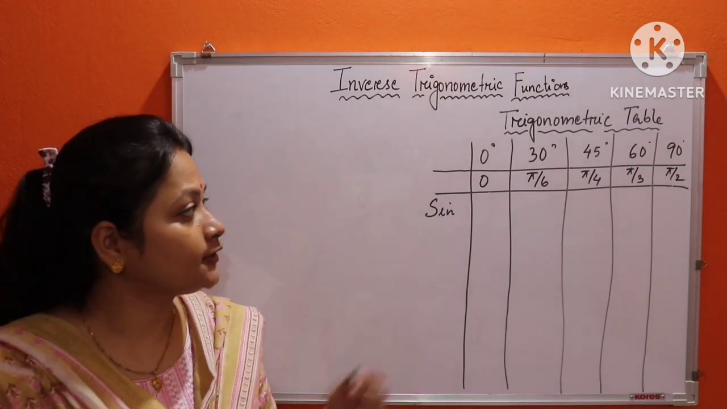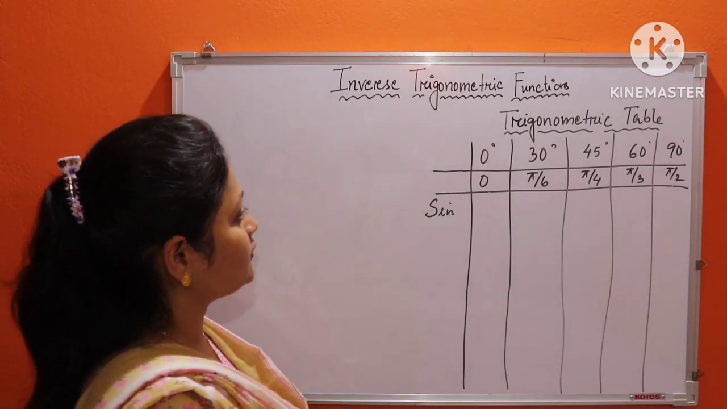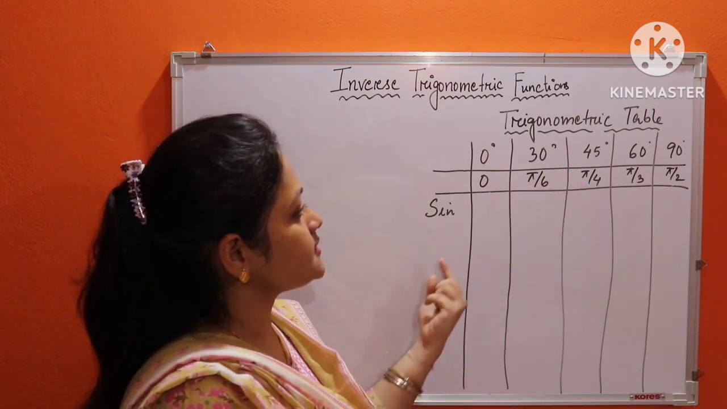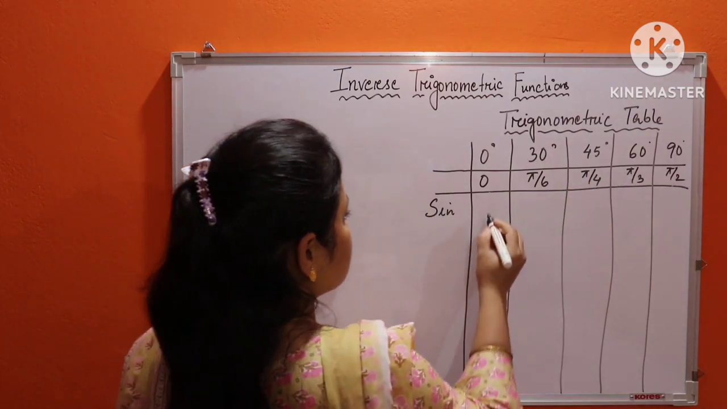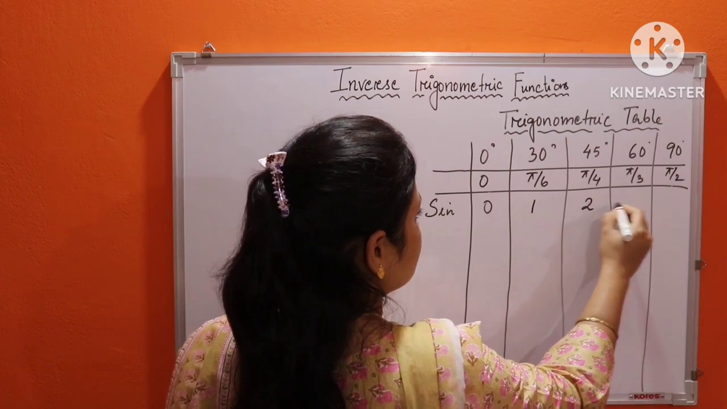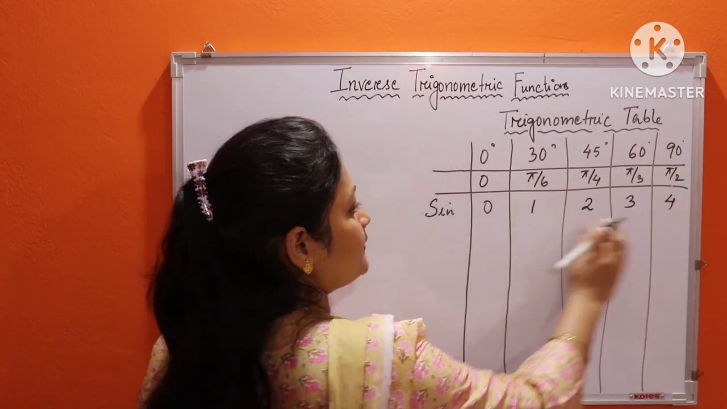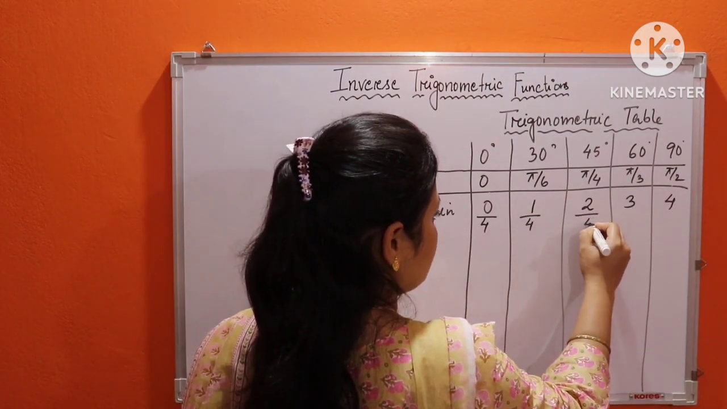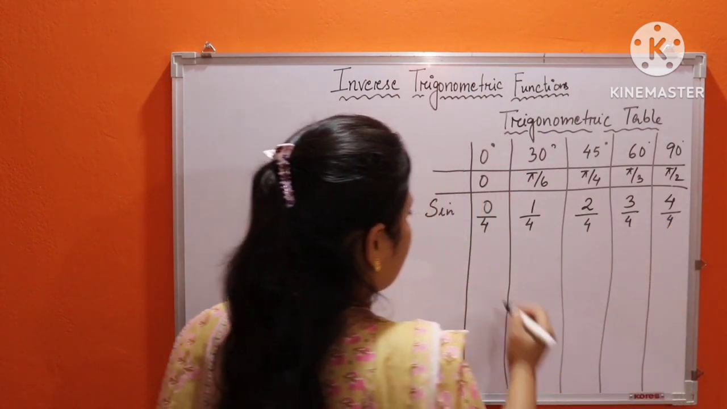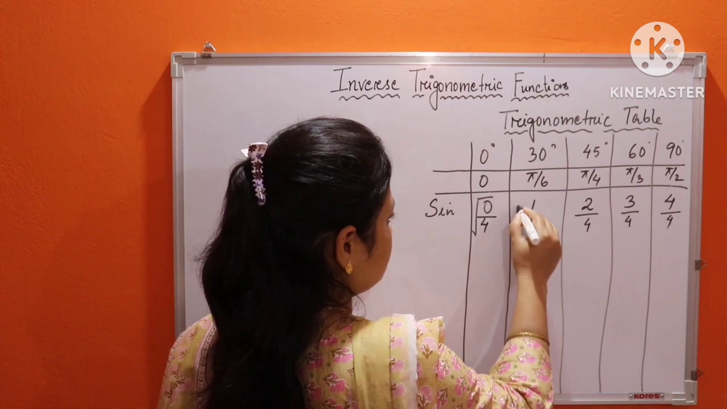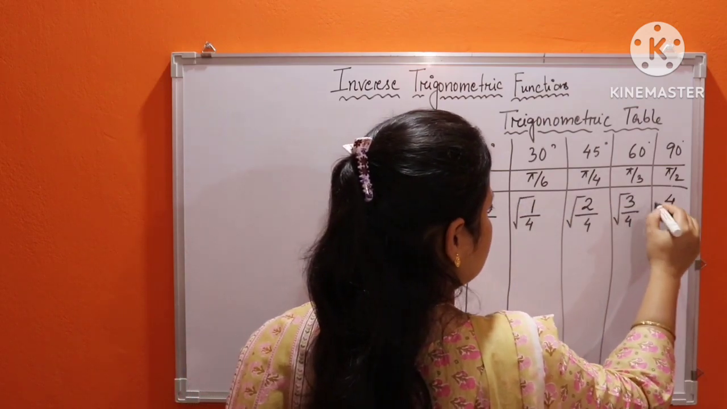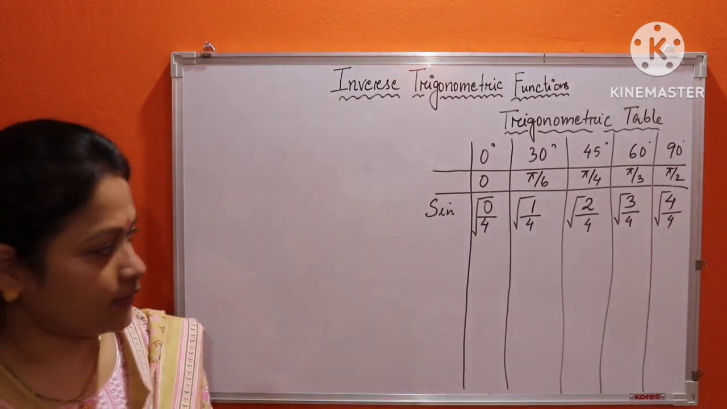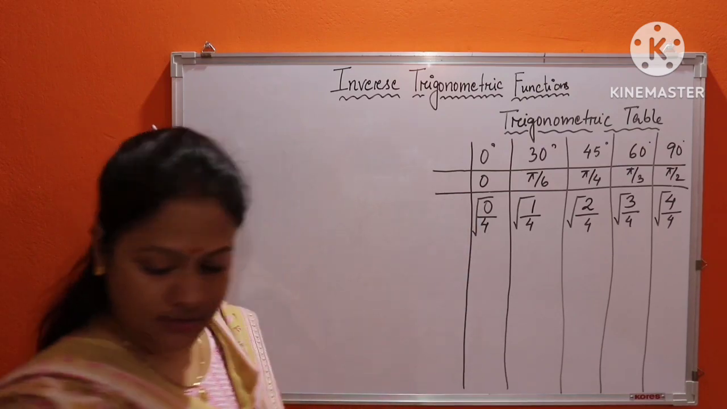Now let us also recall the trigonometric table. How to find the values of sin 0, sin 30, sin 45, sin 60 and sin 90? Let us see. I will write 0, 1, 2, 3, 4 and divide all these numbers by 4, and I will take the root over them, and then I will find the value of sin 0 degree. So what will be the value of sin 0 degree?